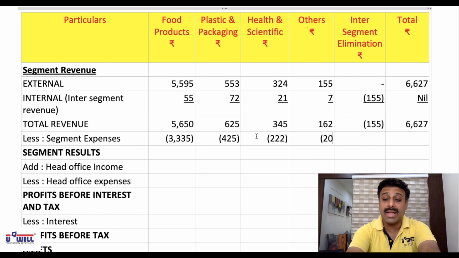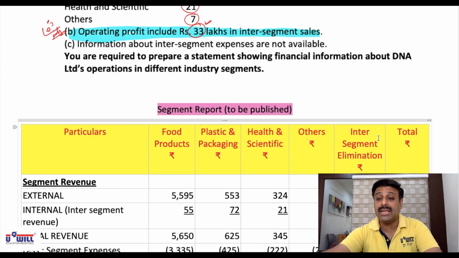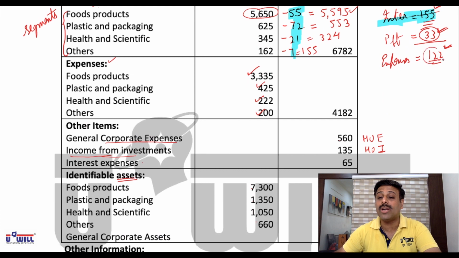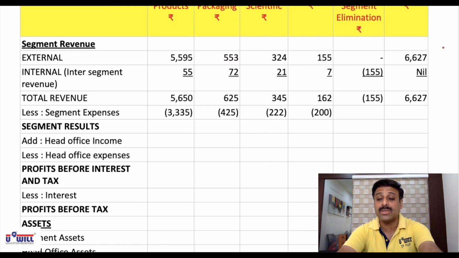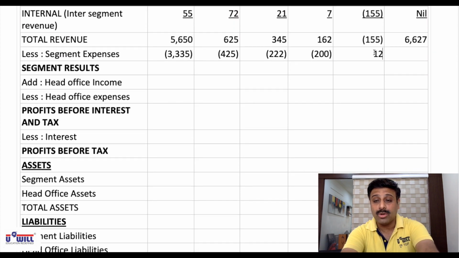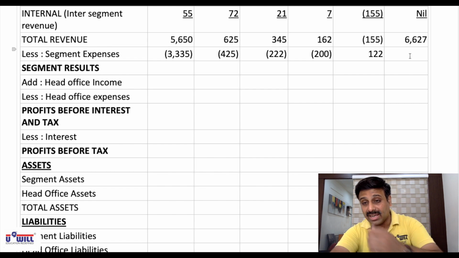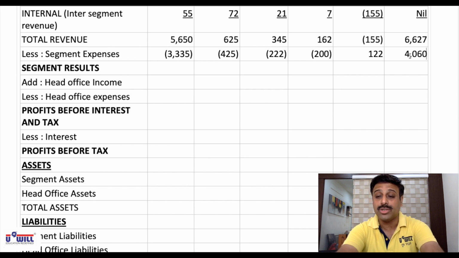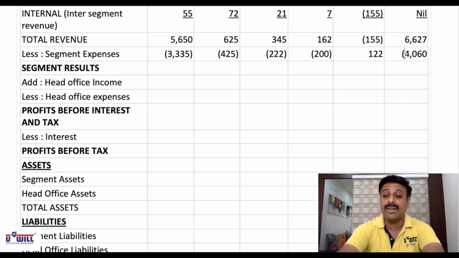Now here, as we discussed that in inter-segment elimination, what are the expenses we have to eliminate? 122. And I told you in inter-segment expenses, you always add it. Okay, to eliminate the expenses, we add it. So do it in calculator. Minus 3335 minus 425 minus 222 minus 200 plus 122. So total will come to 4060. Okay, total expenses what we have to eliminate are 4060.